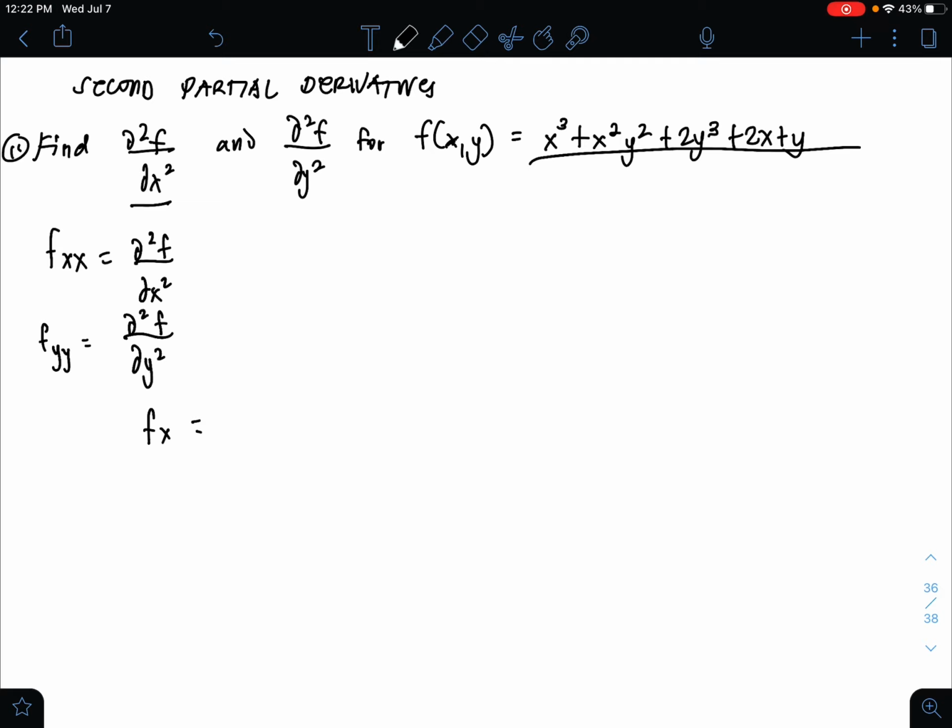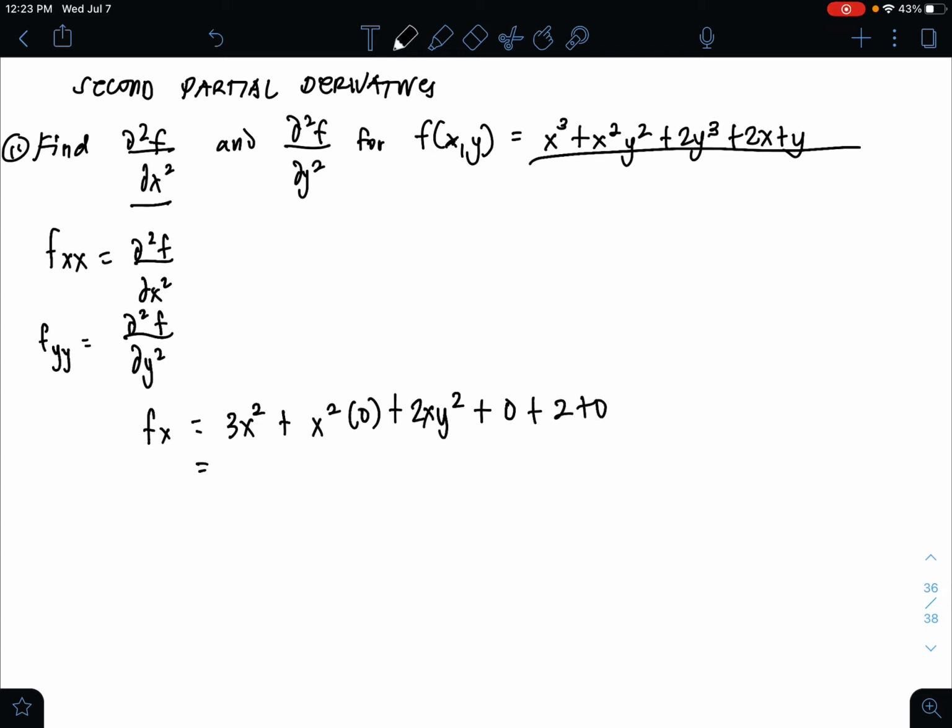So, 3x squared plus constant si y, di ba? So, constant si y, so plus x squared times 0 plus y squared times 2x, no? Derivative sa x squared, 2x. Plus, again, constant si y, so 0 na siya, plus 2 plus 0.